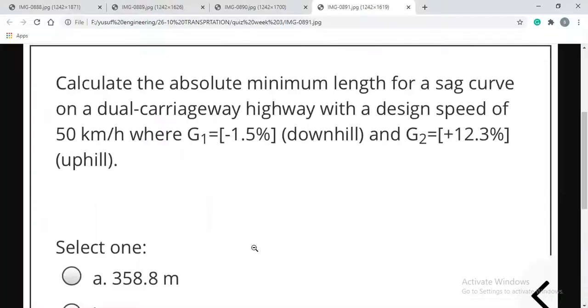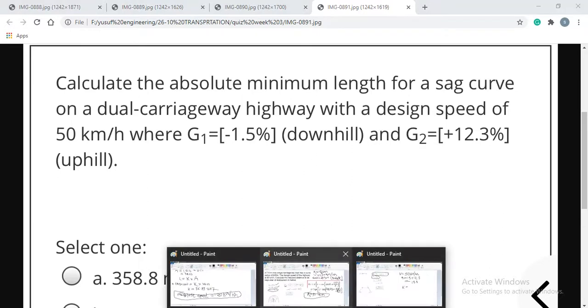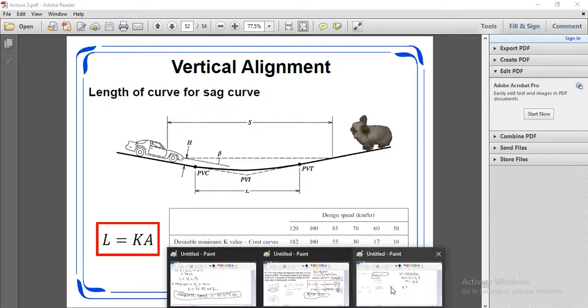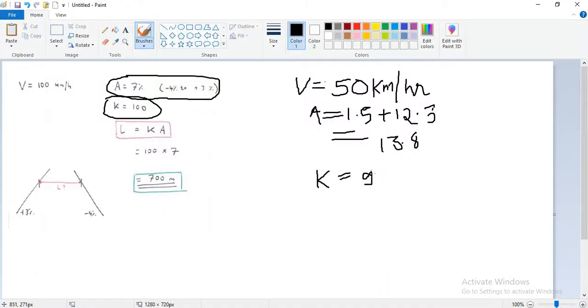Okay, and it is a case of absolute minimum length for a sector of a dual carriageway highway. Sector crest curve, not recommended for single carriageway. Absolute crest curve, for sag curve it is 9. Speed is 50, and for a sag curve the value of K is 9, from the table that I have shown you.